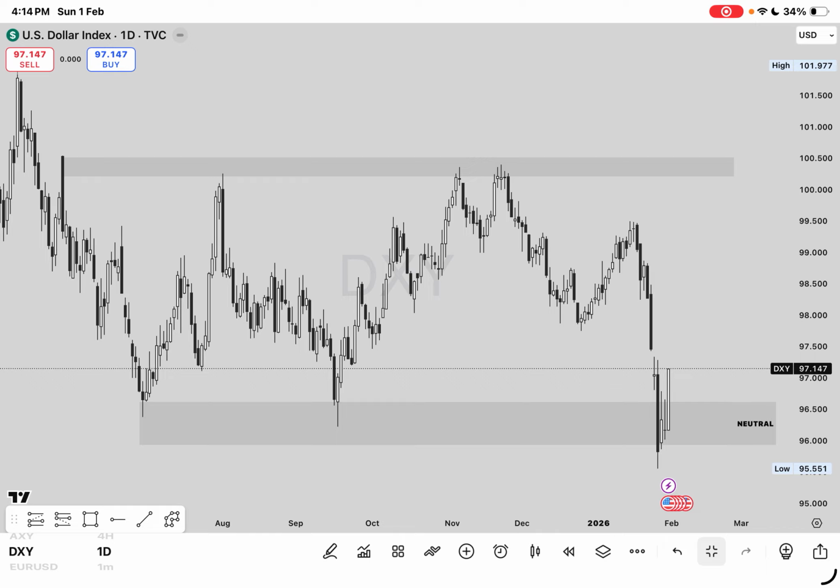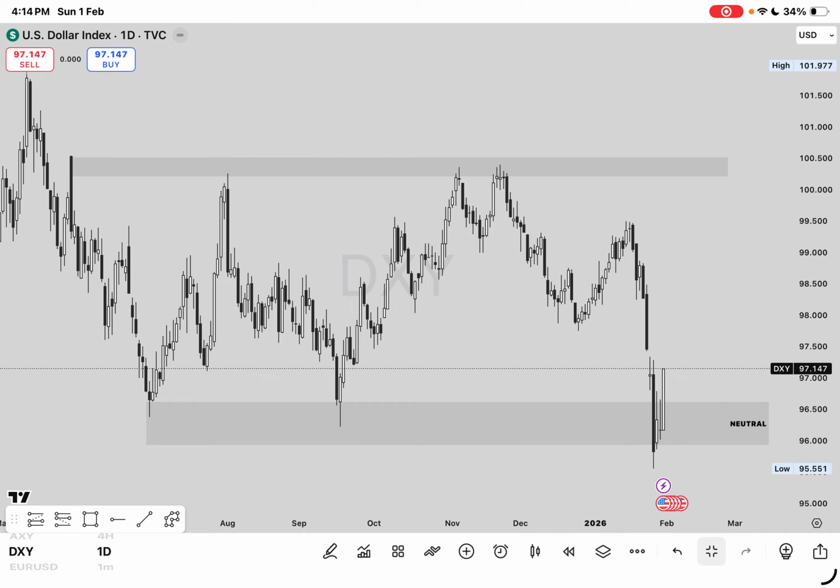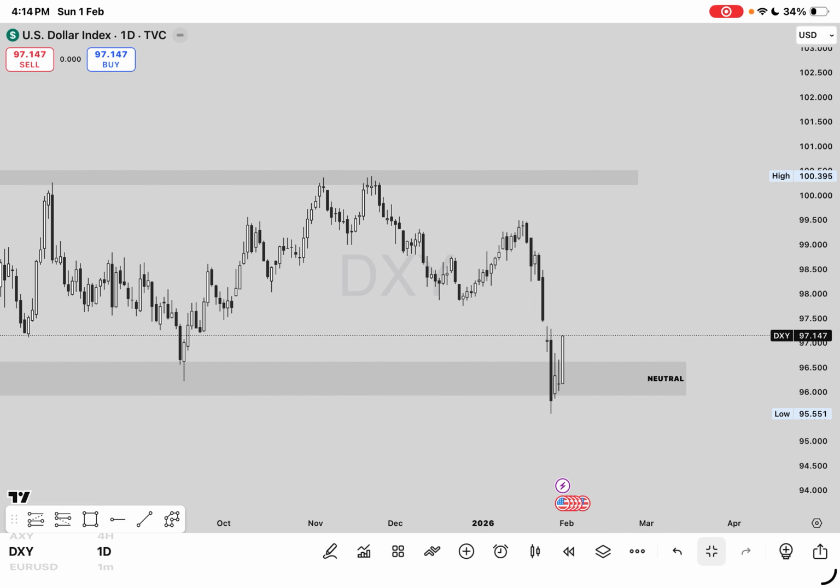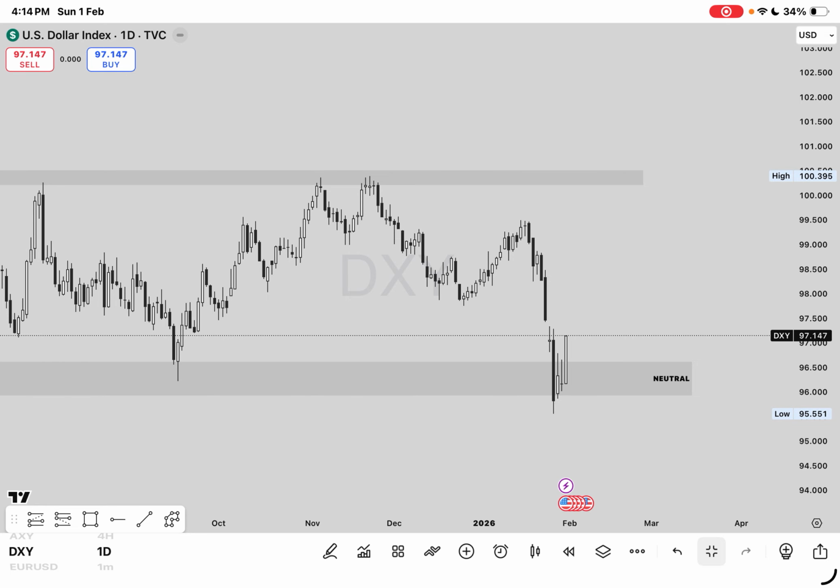I need you to pay close attention because a lot of things happened last week and I'll be explaining all of that. So first of all, this is dollar, and we know that dollar has been bearish for a while now, and ending of last week we had a little bit of bullish rise. I'll be explaining why that happened as well.